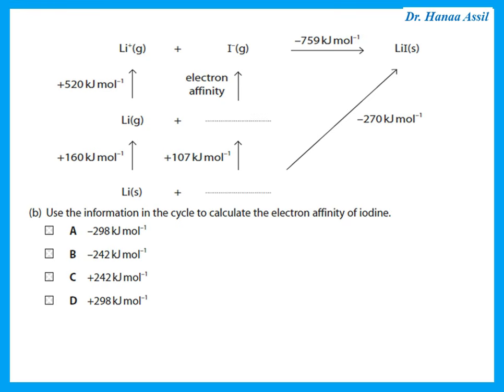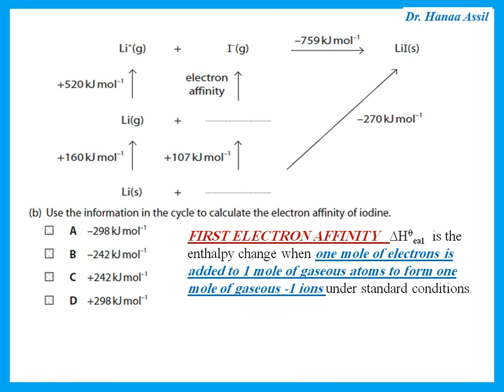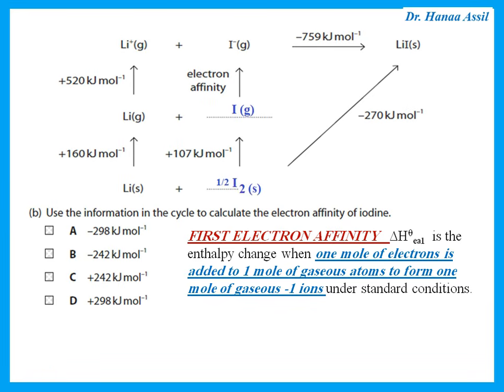Okay. Use the information in the cycle to calculate the electron affinity of iodine. First of all, let's revise what we mean by electron affinity. Electron affinity is the enthalpy change when 1 mole of electrons is added to 1 mole of gaseous atoms to form 1 mole of gaseous -1 ions. So in the cycle, we have iodine as a solid changing to iodine as a gas. That was atomization. Now iodine as a gas going to I minus, that is electron affinity.